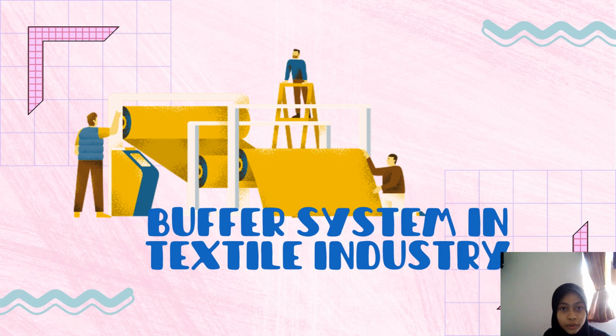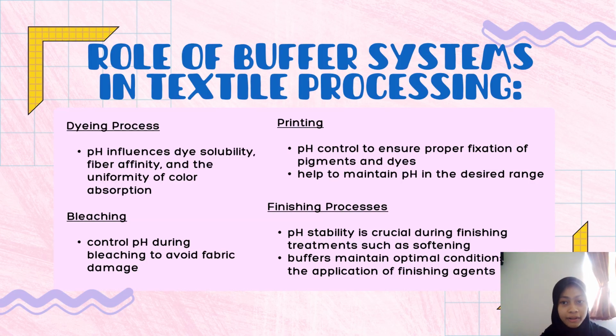So our topic for presentation today is buffer system in textile industry. So this is the role of buffer systems in textile processing, and I will present about this slide. First is the role of buffer system, it contains 4 processes, which is dyeing process, bleaching process, printing process, and finishing process. For the dyeing process, pH influences dye solubility, fiber affinity, and the uniformity of color absorption.